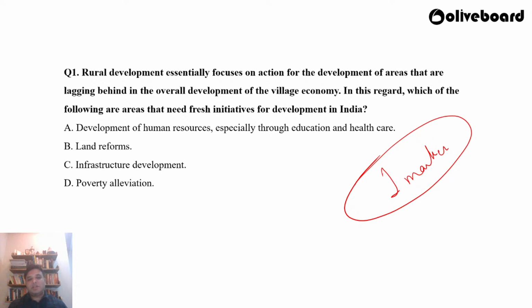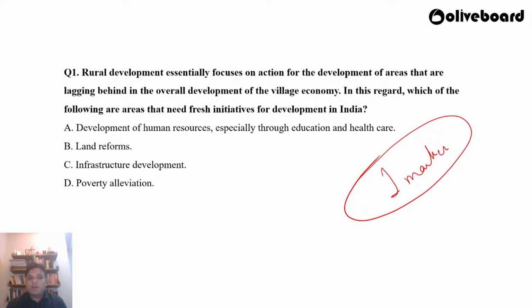So again, I will repeat the question. Rural development essentially focuses on action for the development of areas that are lagging behind in the overall development of the village economy. In this regard, which of the following are areas that need fresh initiatives for development in India? Option A, development of human resources, especially through education and healthcare. Option B, land reforms. Option C, infrastructure development. Option D, poverty alleviation. What do you think is the correct answer?